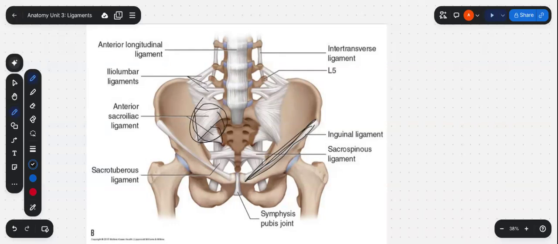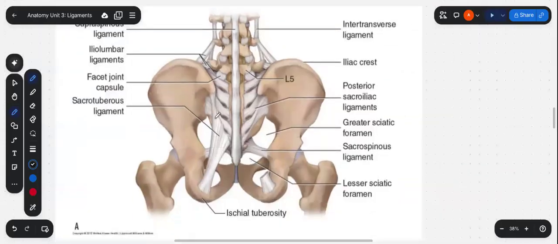Then we have the sacrotuberous ligament, which is deep to all of this. It forms kind of this triangle looking shape over here in the back. So this over here in the back, that is your sacrotuberous. You can also see it really nicely over here. This would also be the sacrotuberous ligament.